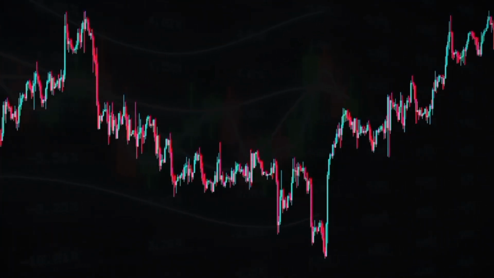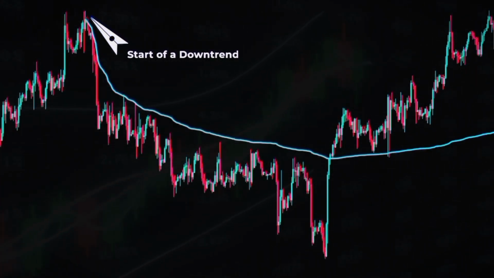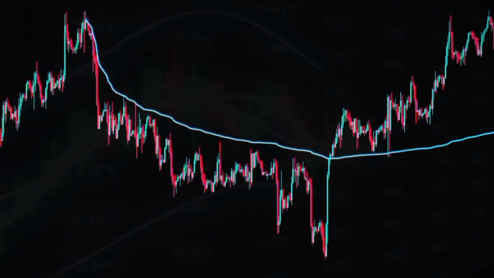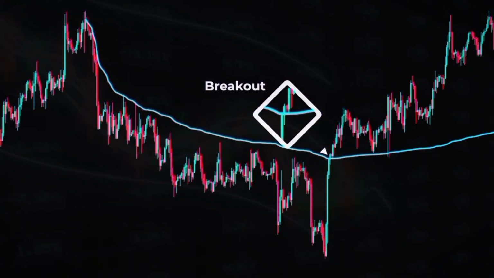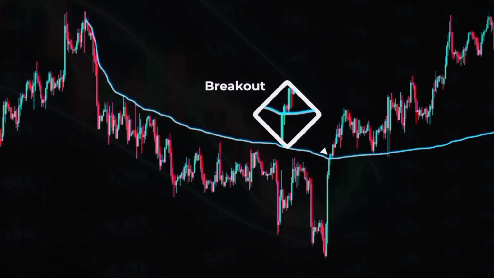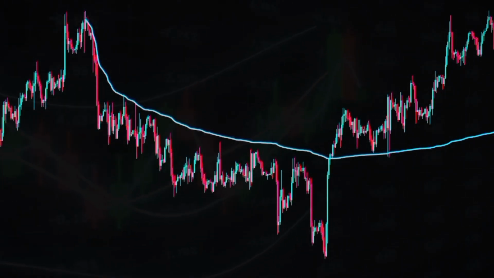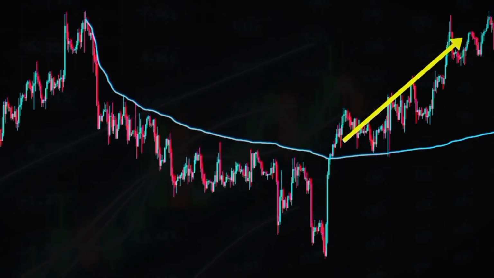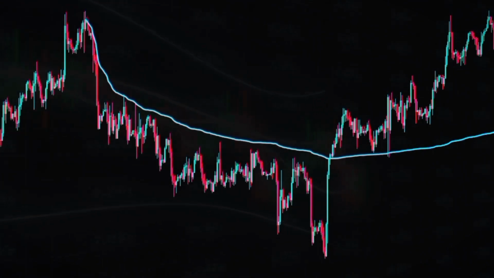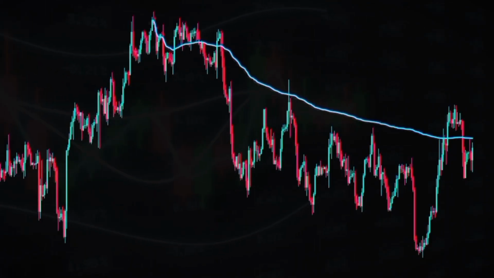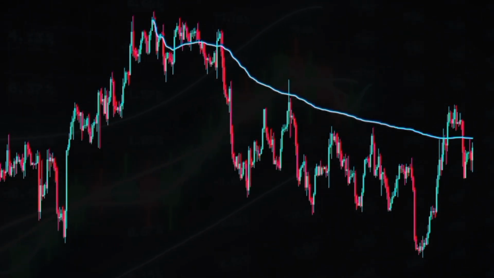Here we saw a downtrend start from this candle. So we plot the anchored VWAP from this candle onwards. The price stays below the VWAP for a long time before breaking above. This was the first sign that the price may have lost momentum and it may move upwards. As you can see, a powerful uptrend follows. So breakouts of anchored VWAPs are also good signs of reversal. Just like any other strategy, these breakouts also don't work all the time. Sometimes they can be fake.